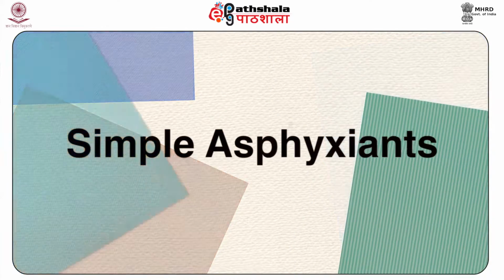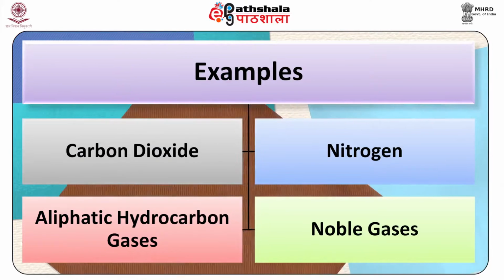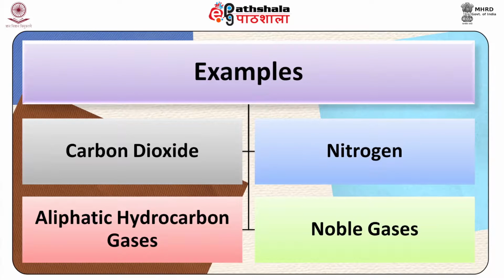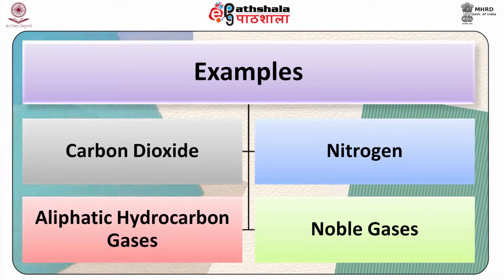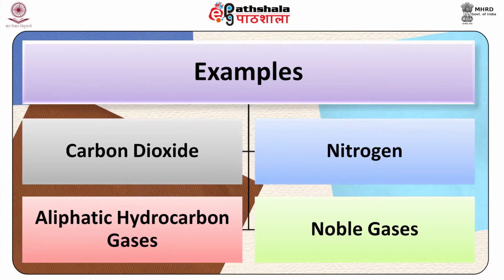Poisonous gases or asphyxiants are classified as, first, simple asphyxiants. These gases displace oxygen from the ambient air and reduce the partial pressure of available oxygen. Examples include carbon dioxide, nitrogen, aliphatic hydrocarbon gases, that is butane, ethane, methane, and propane, and noble gases such as argon, helium, neon, radon, and xenon.